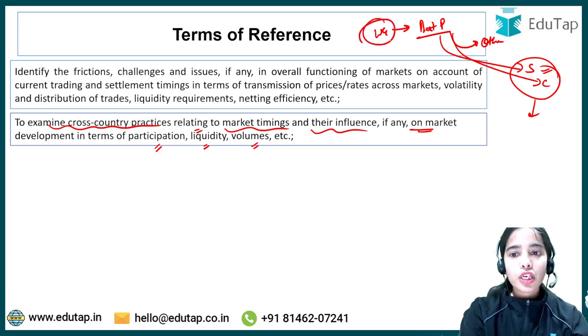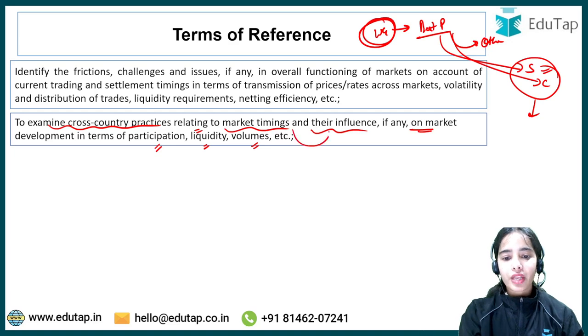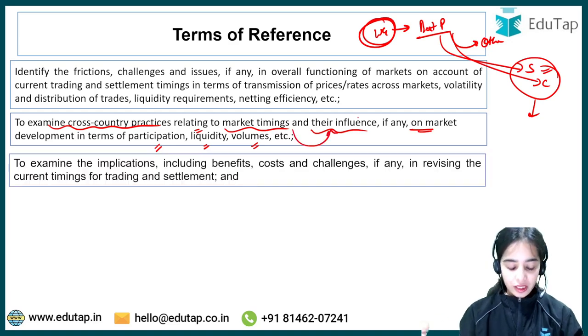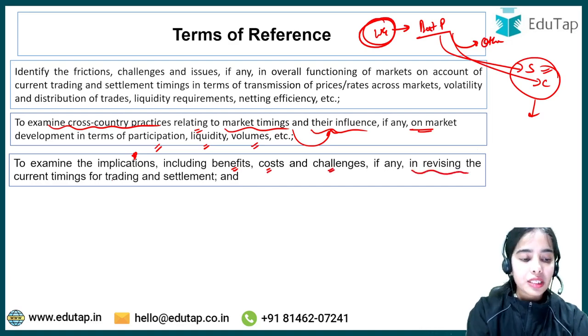Okay, so the working group has to examine the cross-country practices and find the best practices in terms of market timings and their influence on the market. The working group should also examine the implications, including the benefits, costs, and challenges, if any, in revising the current timings for trading and settlement.